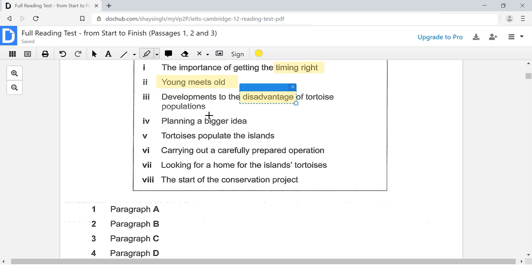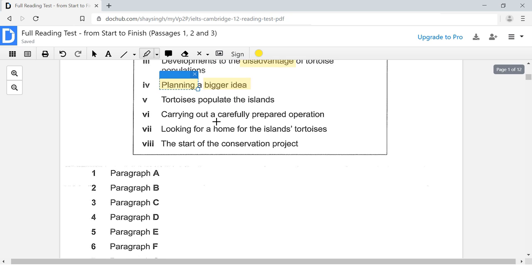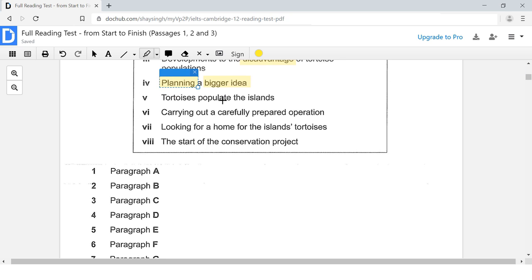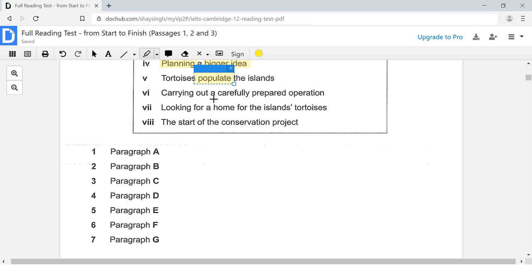Number 4, planning a bigger idea. Bigger idea. Planning is also part of it. That's pretty much the whole answer choice there. With number 5, tortoises populate the islands. This is more about population. The next one, carrying out a carefully prepared operation. Okay, this one is about a carefully prepared operation. Next, number 7, looking for a home for the island's tortoises. So this one is about looking for a home. And then finally, the start of the conservation project.